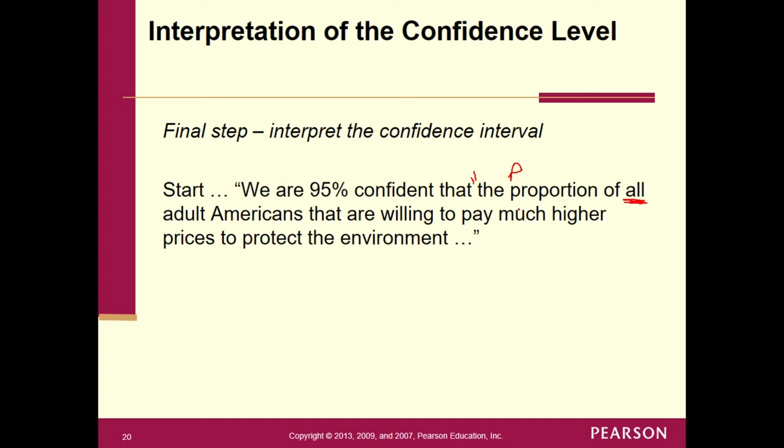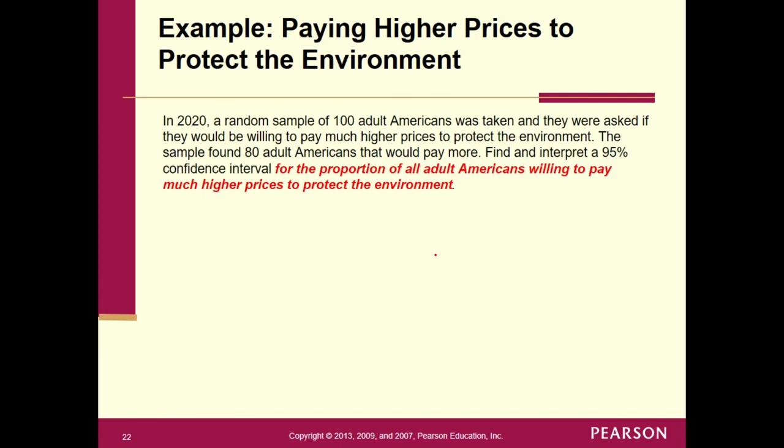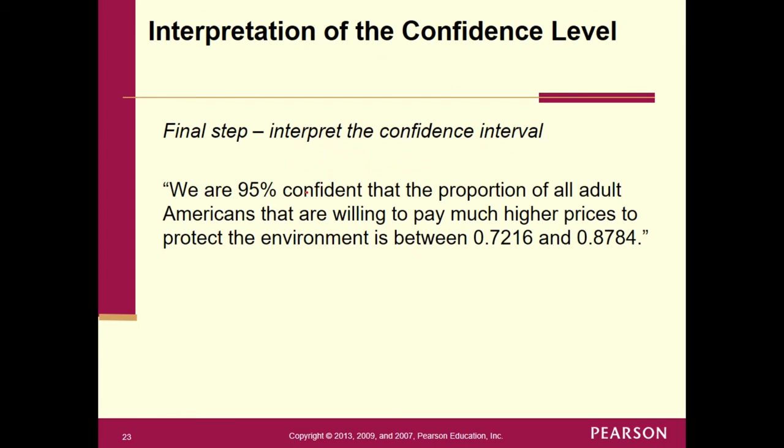And so really this part that started with the proportion and ended with the environment, all that is saying we're 95% confident that P, and this is how P is being defined in the problem. That's the parameter that we defined in the problem, and this will usually be stated right in the problem. Notice right here it says find and interpret a 95% confidence interval for the proportion of all adult Americans willing to pay a much higher price to protect the environment. If we want you to make a confidence interval for a parameter, we have to tell you what the parameter is, so a lot of times it's just stated right in the problem.